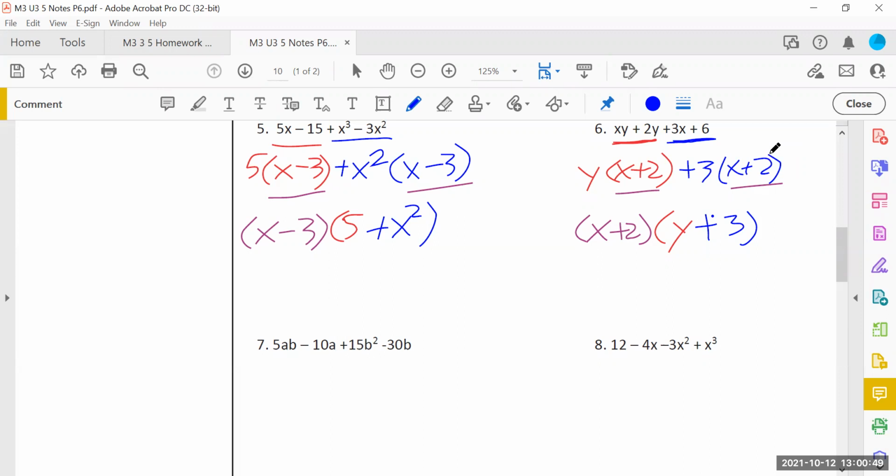These both have a y. I take that out. I'm left with x plus 2 because y times x makes xy. Y times 2 makes 2y. Does that make sense? Okay.